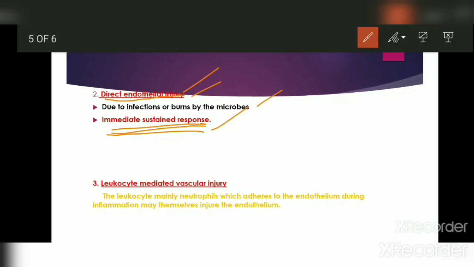The third mechanism is leukocyte mediated vascular injury. What happens basically is that the leukocytes, mainly the neutrophils which adhere to the endothelium during acute inflammation, may themselves injure the endothelium. This vascular injury is mediated by leukocytes and causes increased vascular permeability. So this is the third mechanism, leukocyte mediated vascular injury.